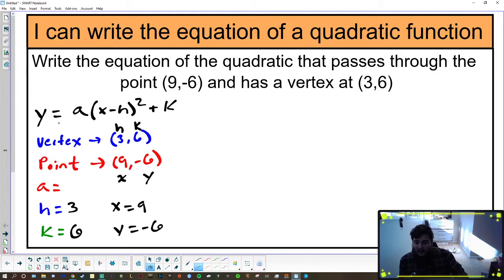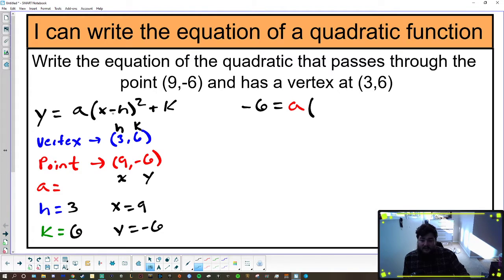If we look up, we have y, a, x, h, and k in our vertex form. We know all of these values except for a, which means we can substitute everything we know in and solve for a algebraically. So let's do that. I know what y is. y is -6, so I'm going to plug that in. I don't know my a value, so I'm going to keep that red. We don't know a.